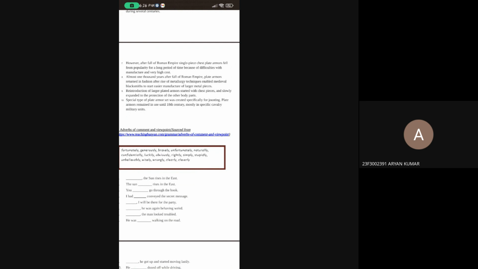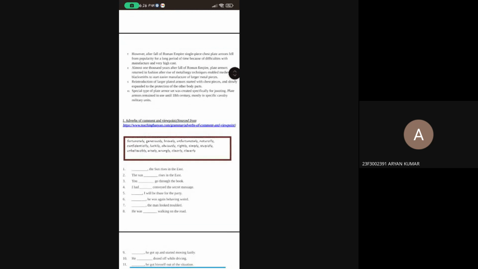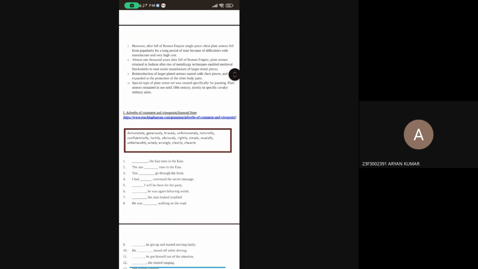Next line: from popularity for a long period of time because of difficulties with... anything here? Only long, ma'am? No, long is not an adverb. Long is an adjective. In that case, no adverb, ma'am, because would be a conjunction. Yes, because of, conjunction, definitely. Long again is an adjective, not an adverb. Manufacture and very high cost, that's the last line. Very, right? Adverb of degree.